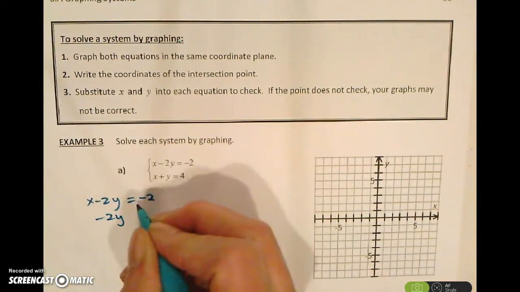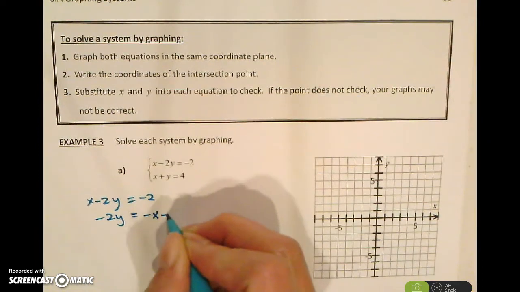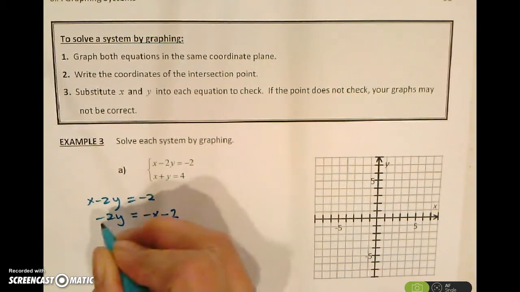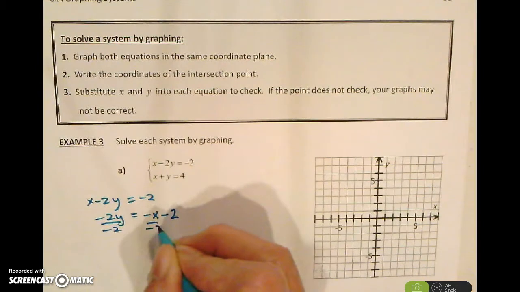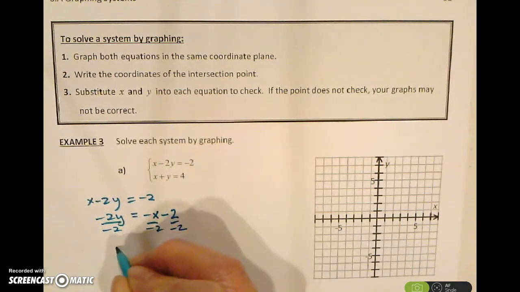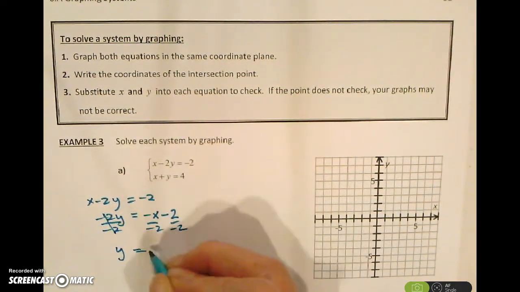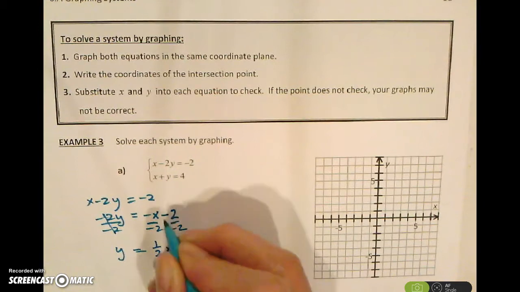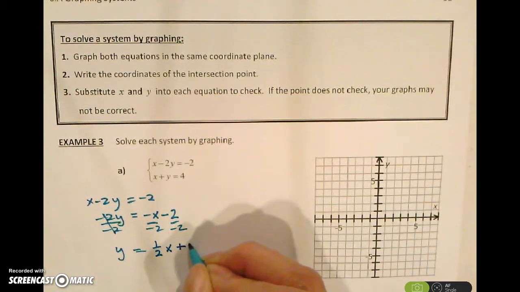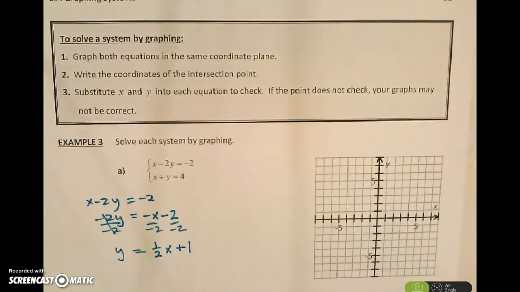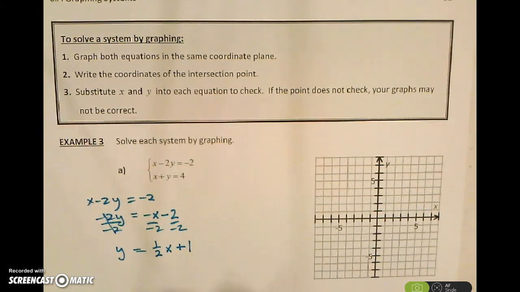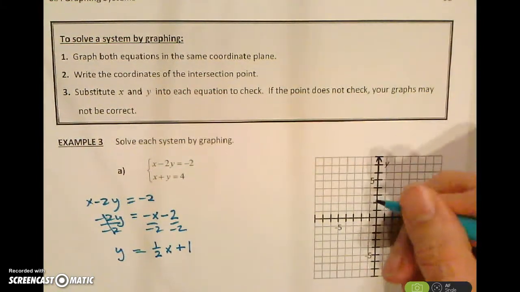So I'm going to subtract x and get negative x minus 2. Then I'm going to divide everything by negative 2, and I will come up with y is equal to, two negatives makes a positive, this is going to be 1/2 x, and then two negatives make a positive, plus 1. So we get y equals 1/2 x plus 1. So we're going to graph that.